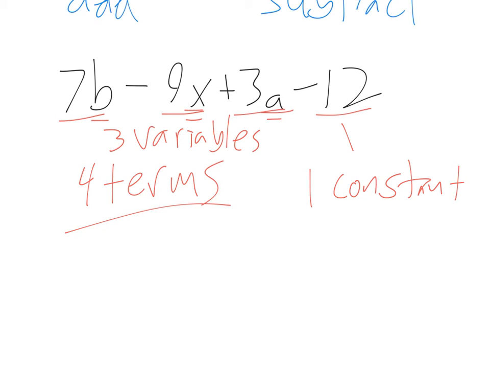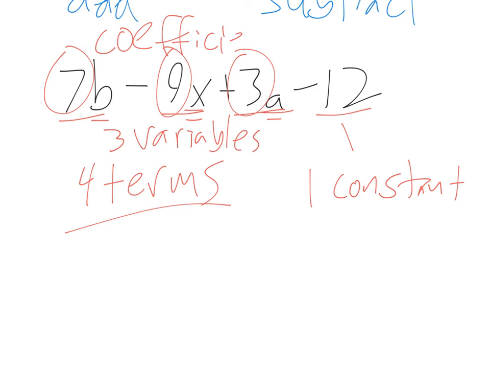And these variables each have a number in front of them. These numbers, like 7 times b, 9 times x, and 3 times a, are what we call coefficients. And we'll talk about this again in some later lessons.